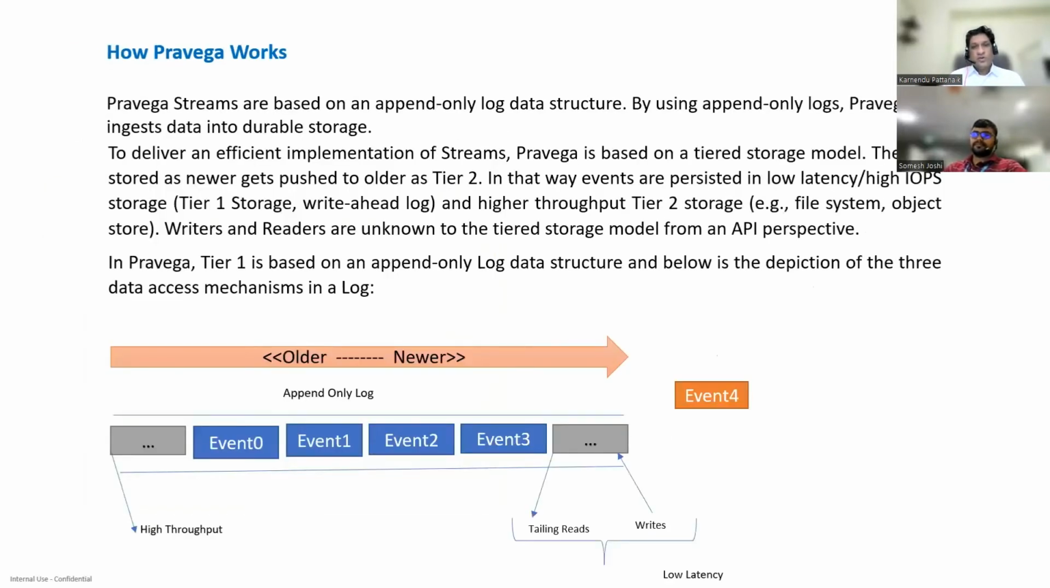Now, how does it work? Pravega works by appending the data at the tail. Any data chunk that comes is appended only at the tail, and it writes and reads the data there. Once it becomes older data, or it is needed for historic analysis, it gets moved to tier 2 storage. In that way, we get low latency at the tail itself for reading and writing, and high throughput from the historic data availability.